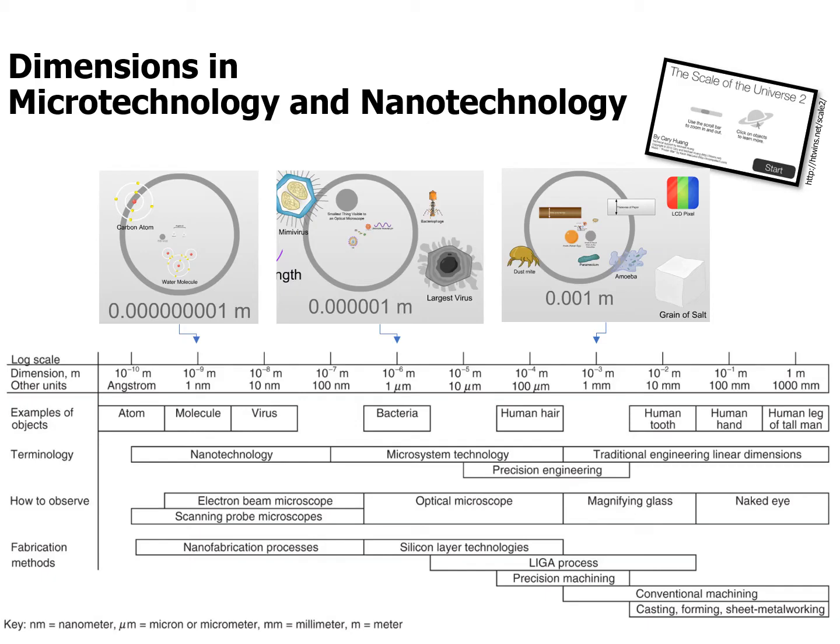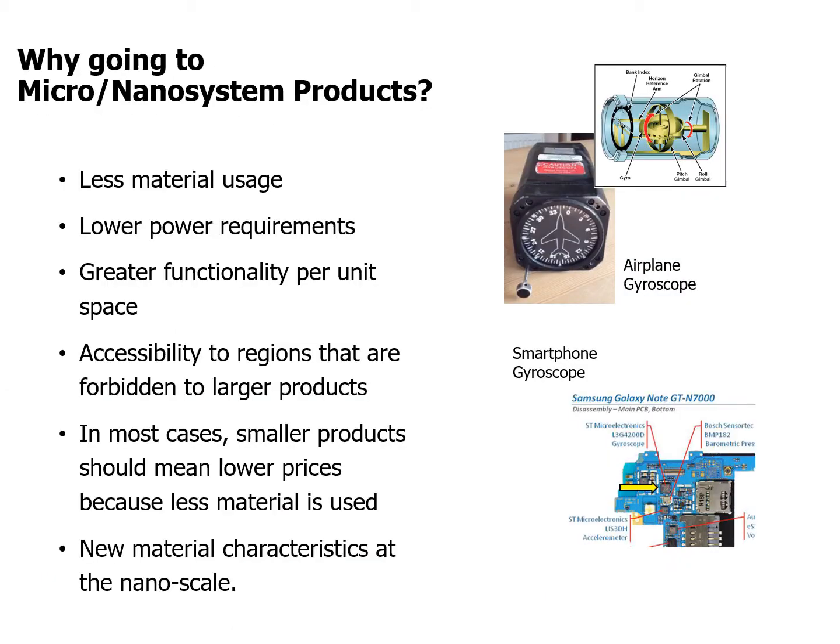And it's this which is interesting about nanotechnology, that we can change the functionality of our devices. Because our devices are smaller, we also will use less materials, perhaps we have lower power requirements, and we can also access regions which are forbidden to larger products. This becomes very important, for example, if you are designing devices which will enter the human body. If we have smaller products, it also should mean that we use less natural resources.